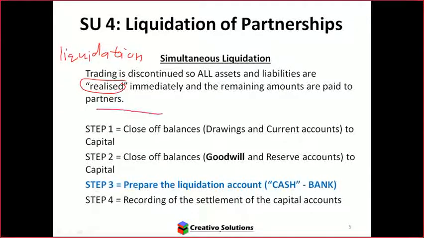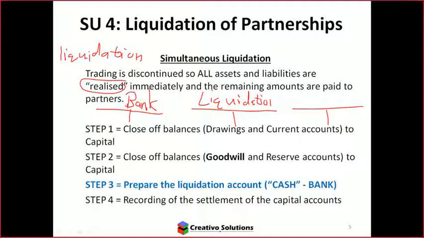The only accounts that you're going to see in a simultaneous liquidation question is bank, because what do I want to do? I want to liquidate. Liquidate means to sell things and realize cash. That's why I've got bank. If you're looking at a liquidation, then you're going to have a liquidation account.